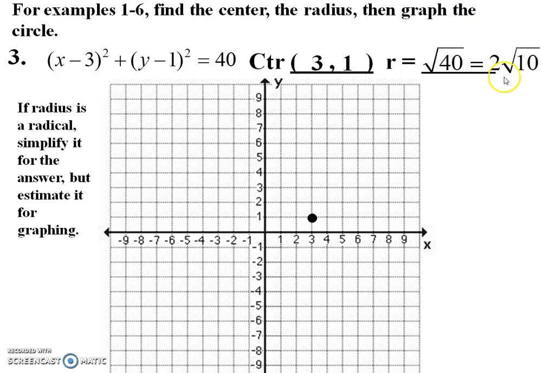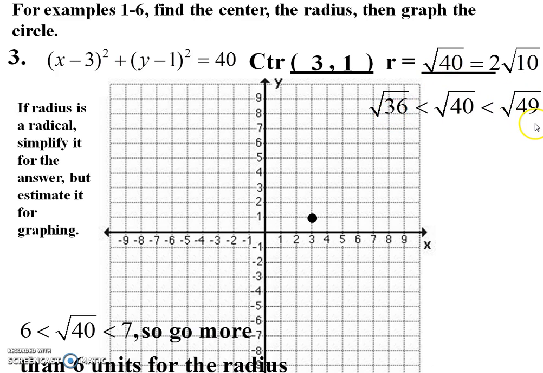So again, I want your answer to be in reduced radical form, but then we're going to estimate what this number is when we're graphing it. So what two perfect square numbers is 40 in between? Right before it would have been 36, right? And right after it would be 49. So those are the two perfect squares that 40 is in between. And the square root of 36 is 6. The square root of 49 is 7. So therefore, this value has to be between 6 and 7 units away from its center.